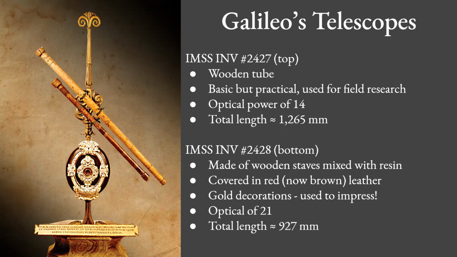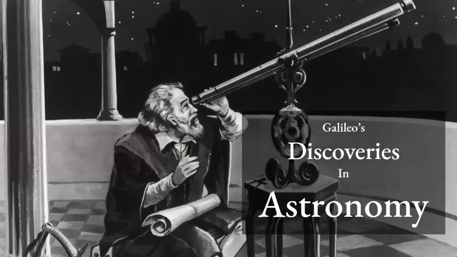The bottom one, inventory number 2428, this one was actually made to look really pretty. So even though the optical power is only marginally better, it's got really pretty gold leaves on it. It was originally made with red leather. It's kind of browned a bit over time. It's really sturdy. Those wooden staves are mixed with resin to give it lots of strength. This was the kind of telescope that someone like Galileo would give to a friend that's maybe really powerful and rich to sort of ingratiate himself with them and move himself up the social ladder.